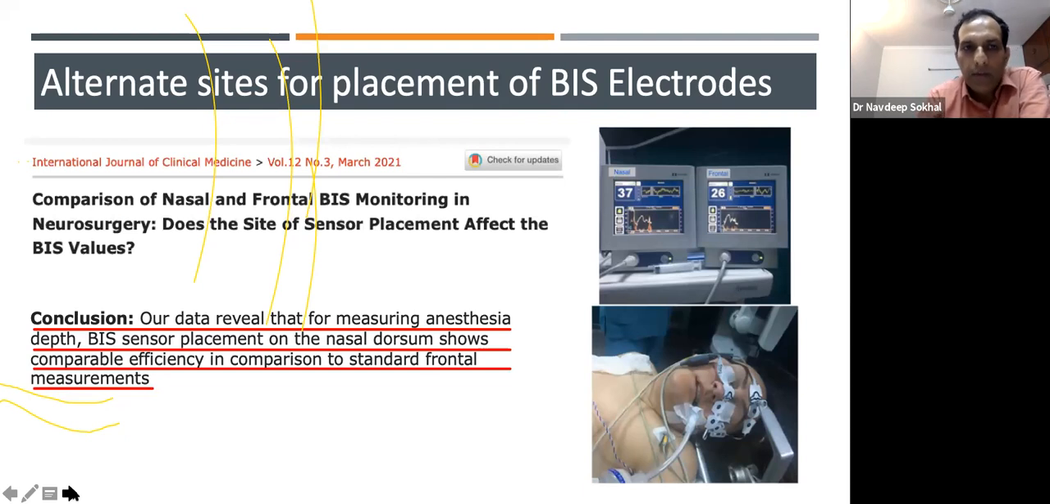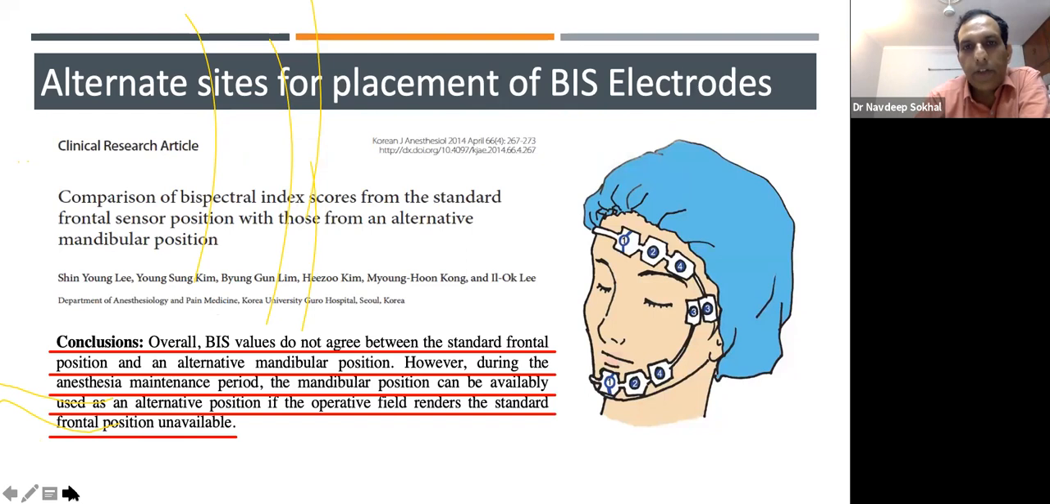There are certain studies available comparing different places. One study, published in March 21, says there was comparable efficacy in comparison to standard frontal monitors when they used the nasal monitor. On the other hand, a study published in 2014 said that the baseline values do not agree between the standard frontal position and an alternative mandibular position. However, during the anesthesia maintenance period, the mandibular position can be used as an alternative position if the operative field renders the standard position unavailable. So they have said that these can be used alternatively, but they would not absolutely coincide with each other.